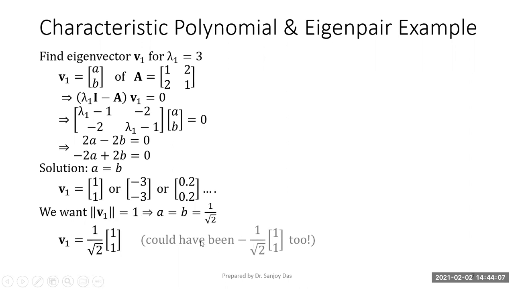Now, we could have easily put a negative sign here too. So V1 could have been negative 1 over square root of 2 times (1, 1) as well, and both would have served the same purpose. So remember, the eigenvectors are simply directions. If V is an eigenvector, then negative V is an eigenvector. 2 times V is also an eigenvector, although it's not normalized. 25 times V, negative 5 times V, they're all eigenvectors. Okay, so this is V1.